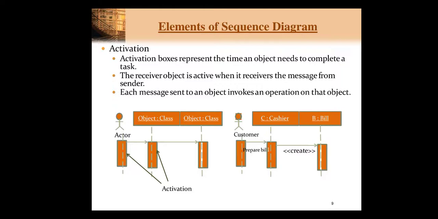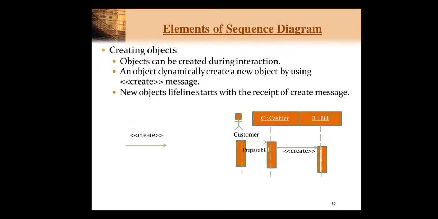So the activation box represents the time an object needs to complete a task. That means whatever task is assigned to that object, it needs that much time to complete it. That time is represented with the help of a rectangular box on the vertical dashed line, which is called the activation. Okay, the receiver object is active when it receives the message from the sender. Each message sent to an object invokes an operation on that object.